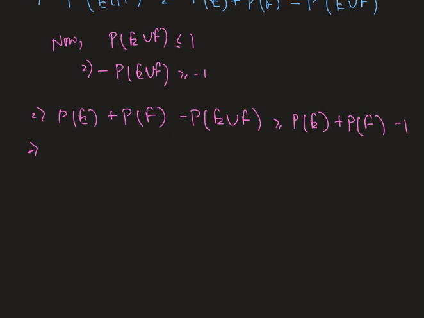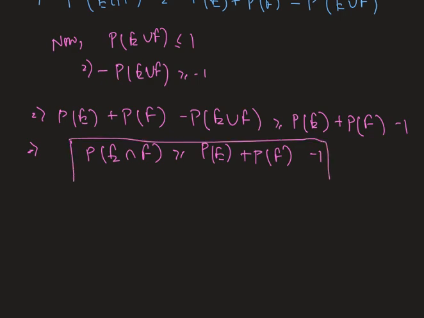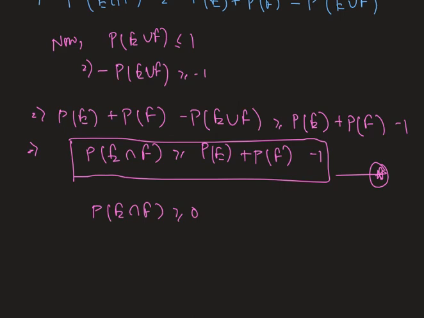Now probability of E plus probability of F minus probability of E union F is nothing but probability of E intersection F. Therefore probability of E intersection F is greater than equals to probability of E plus probability of F minus 1. Let's mark it with star. Now probability of E intersection F is a probability measure, therefore it must be greater than equals to 0. Now mark it with double star.